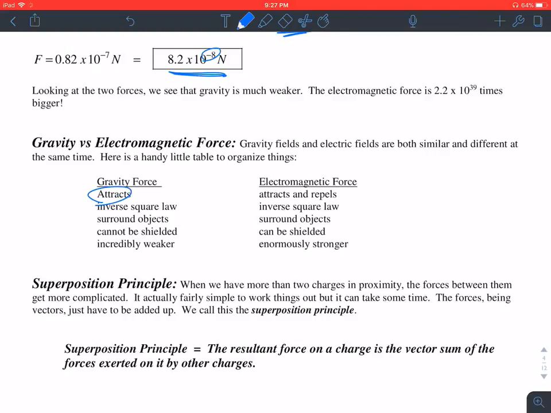So just nothing big, but just something to keep in mind. That force of gravity attracts, electromagnetic forces can attract or repel. They're both inverse square laws because their forces are inversely proportional to the distance squared. But electromagnetic forces are strong compared to the force of gravity.